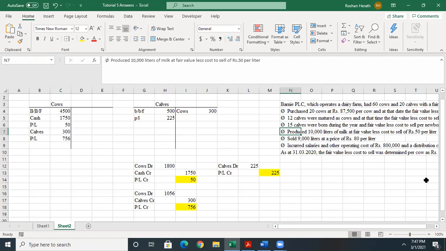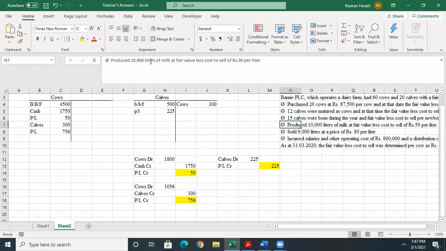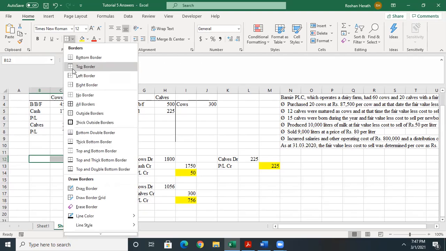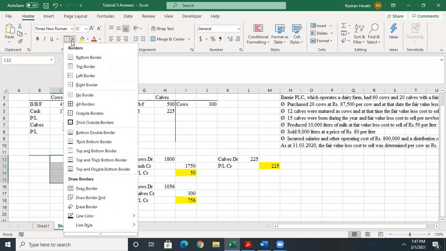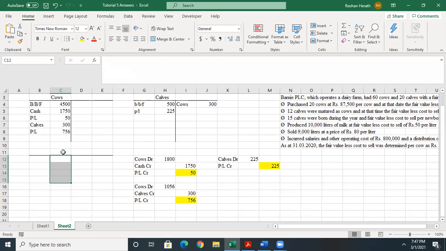Then we are moving on to the agricultural produce. It says that during the period you have produced 10,000 liters of milk at fair value less cost to sell of rupees 50 per liter. Right? It's about the agricultural produce. For the agricultural produce, you can have a T account as well.